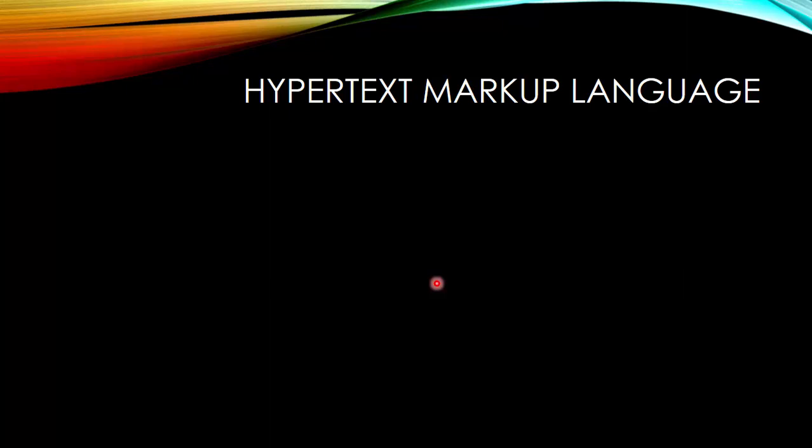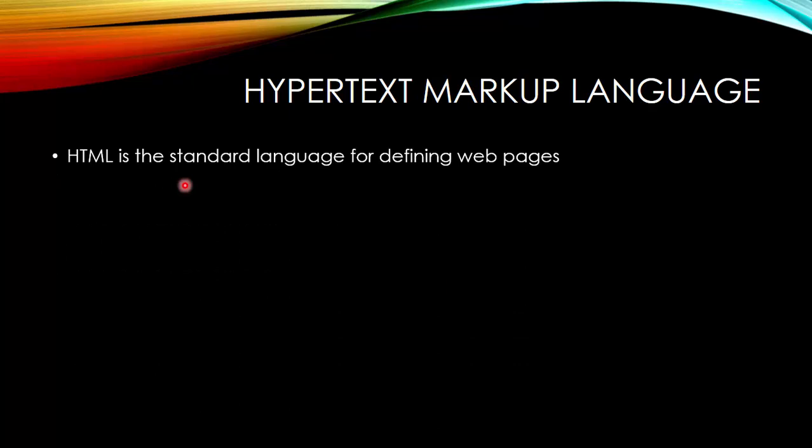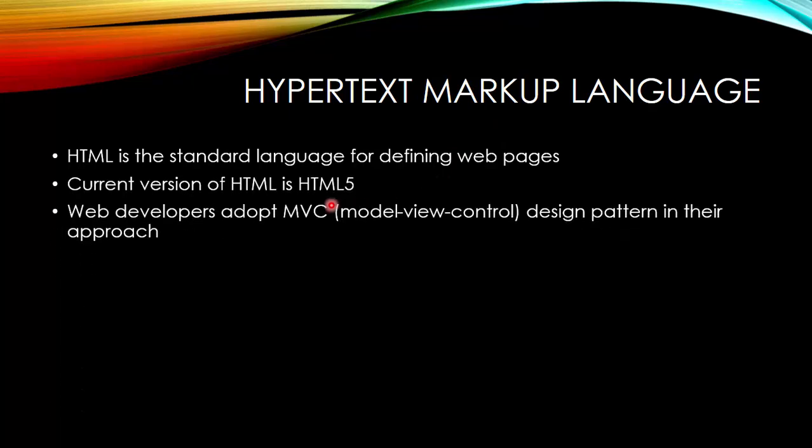Next, more about hypertext markup language. It is the standard programming language that is specialized for defining web pages. That's why we call it markup language. It is a specialized programming language. Current version is 5. Web developers or the user of HTML adopt an approach we call MVC or Model View Control to design web pages.